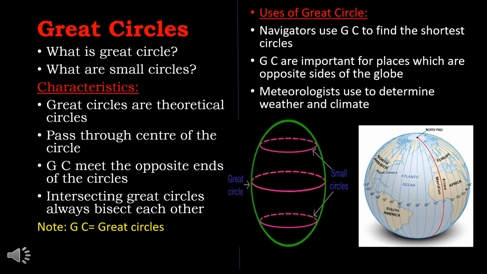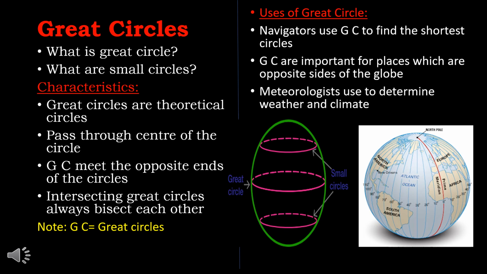What is a great circle? A great circle is a circle that is drawn on the surface of a sphere, such as the earth, that has a radius equal to the radius of the sphere, and whose center is also the sphere's center. The equator is the only latitude that is a great circle, and all longitudes are a part of a great circle.